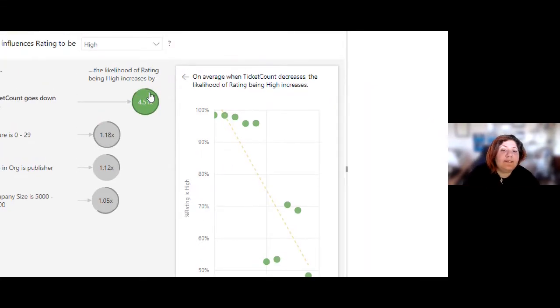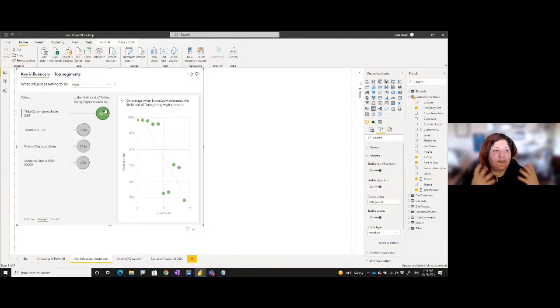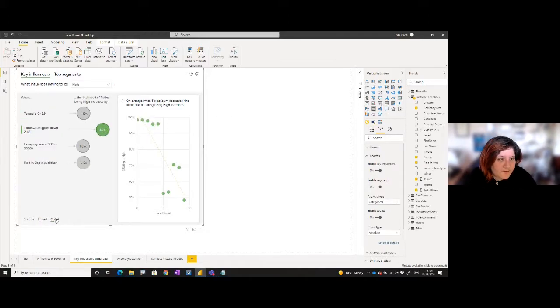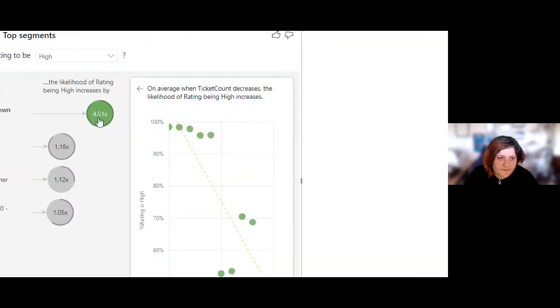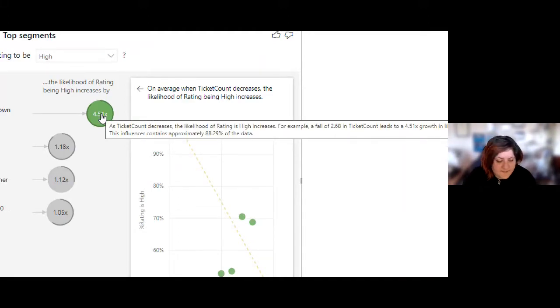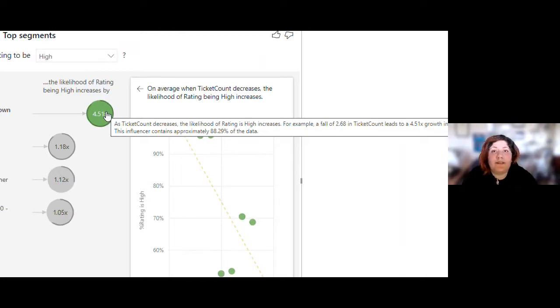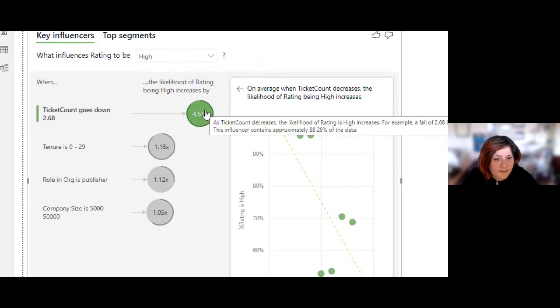So what is that? The rating matters. We can say yes, ticket counts can impact the rating, but how much of the population of the data has this relationship between them? For example, if you remember, if I click on the count, it becomes a bit different, because under the ticket counts, if you look at the sentence written in the hover, this influencer contains approximately 88.20% of the data. So this rule applies to 88% of the data.